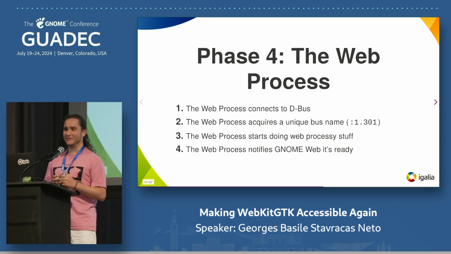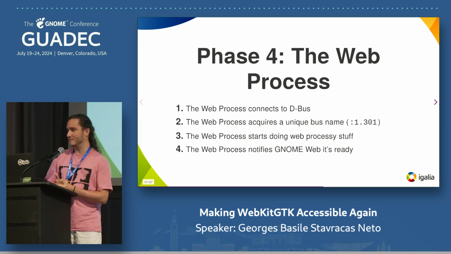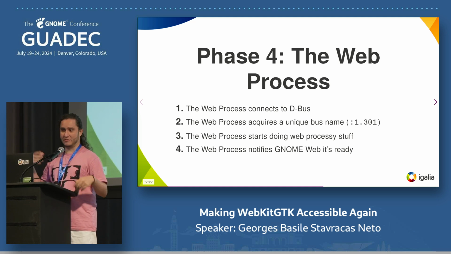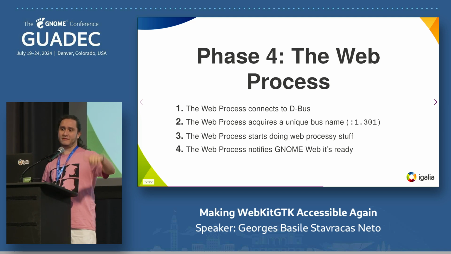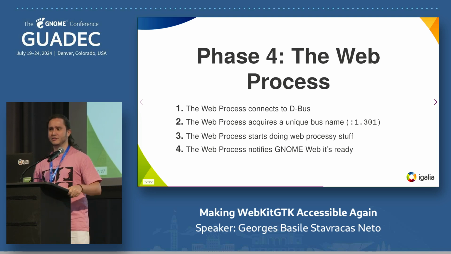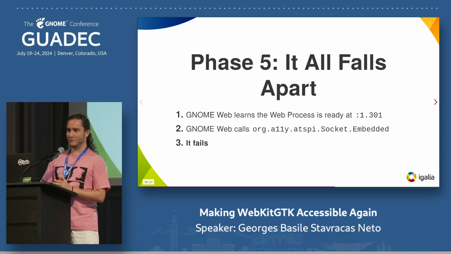The web process is going to do all of that again. It's going to connect to the accessibility bus. It's also got a unique D-Bus name. It's going to start doing web processing stuff. It's going to download the web page. It's going to figure things out. And it's going to tell Epiphany, hey, I'm ready. I think you can send whatever data you want to me.